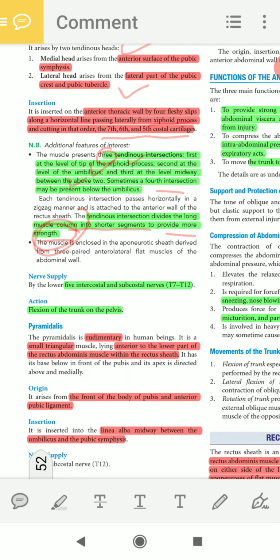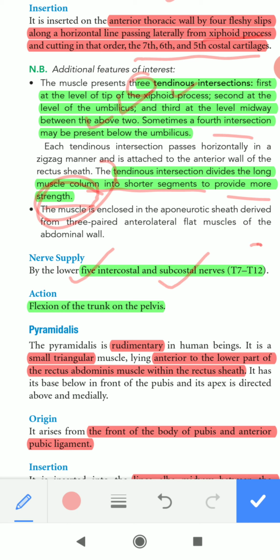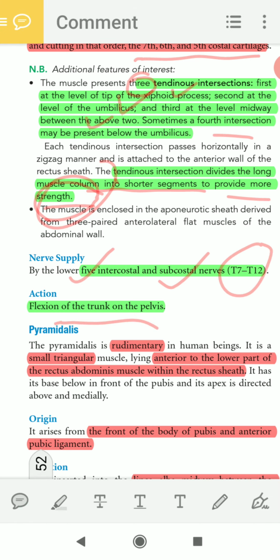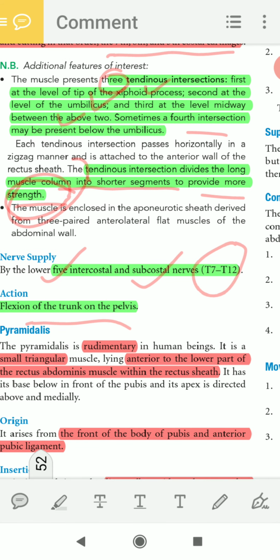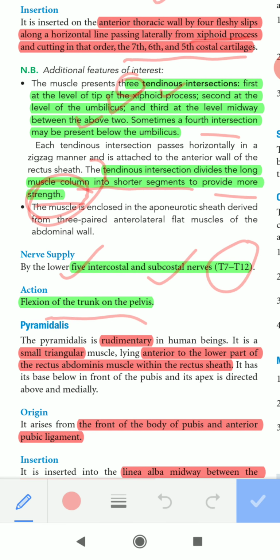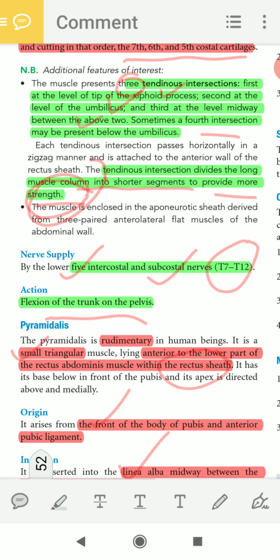The nerve supply is the lower 5 intercostal nerves and the subcostal nerve, that means thoracic 7 to thoracic 12, and the action is flexion of the trunk on the pelvis. It has multiple actions, later we'll learn them. Pyramidalis is rudimentary in human beings. Sometimes it is not found. It is a very small triangular muscle lying anterior to the lower part of the rectus abdominis muscle within the rectus sheath. Origin: it arises from the body of the pubis and pubic ligament, and it is inserted into the linea alba between the umbilicus and pubic symphysis.